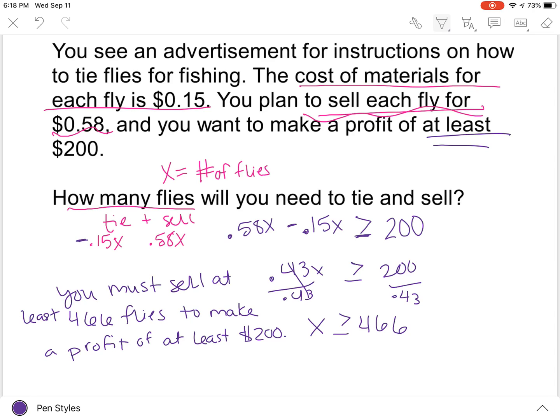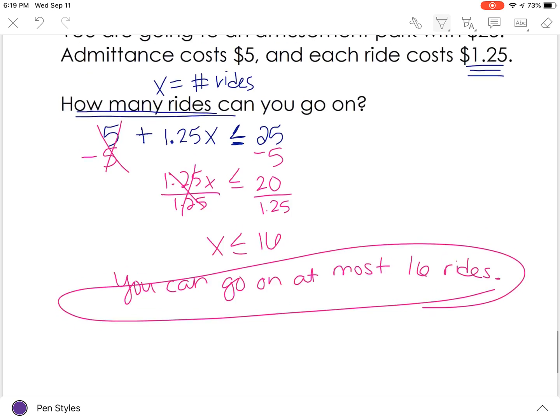Something I want you to notice is how similar this is to setting up an equation for the other word problems we've looked at. Obviously, you have to determine what kind of sign it's going to use, but other than that, the setup is very, very similar.